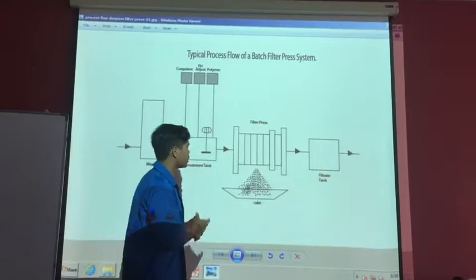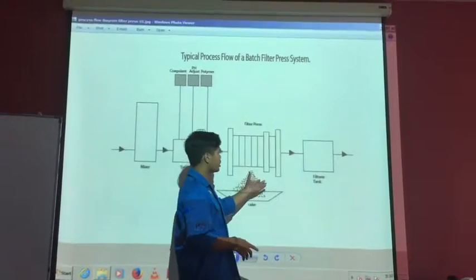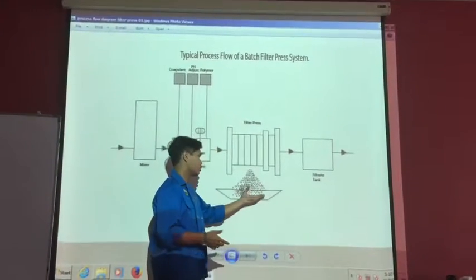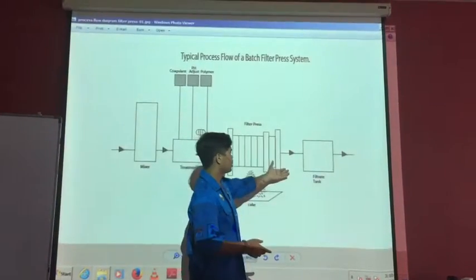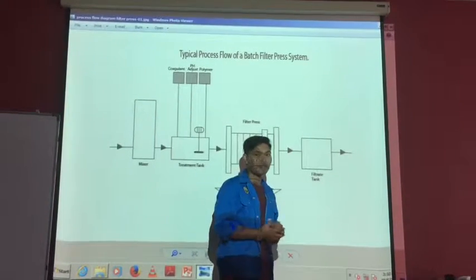And then after it goes through the filter press, the solids are removed, and the only thing left is the solution, which goes to the filter tank.